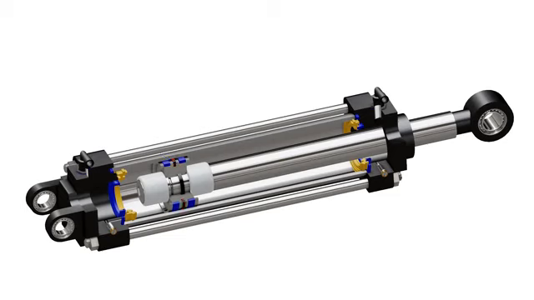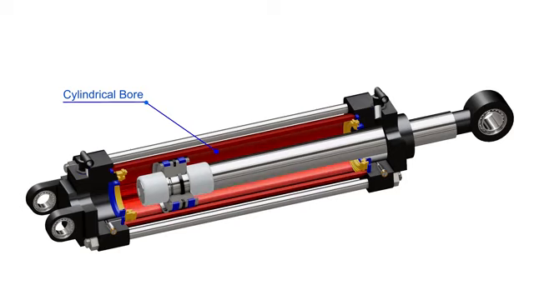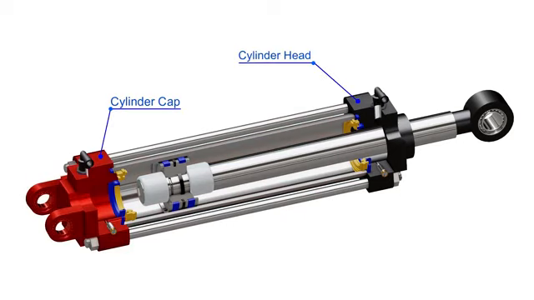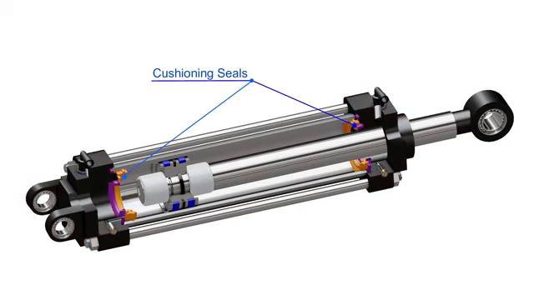This whole assembly then goes into a cylindrical bore. This cylinder is generally made up of aluminium or steel. A cylinder cap encloses the cylinder chamber at one end and the cylinder head encloses the chamber from the other end. Cushioning buffers and seals are installed on the respective ends. Captive adjustable cushioning screws are installed on each end. These screws enable the user to adjust the optimum cushioning at the end of the stroke.